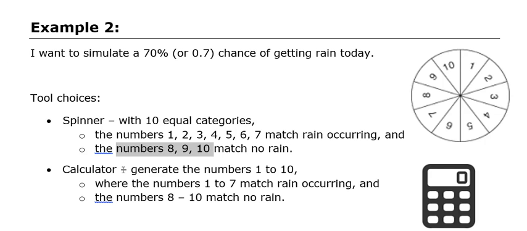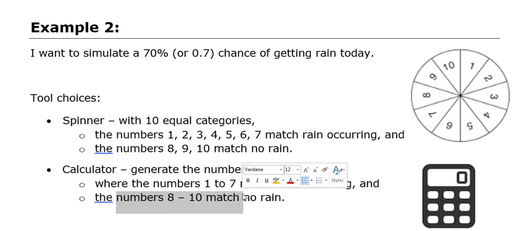Alternatively, I could also use a calculator. So I could generate the numbers 1 to 10. And again, if I get numbers 1 to 7, that means rain has occurred, or I could have the numbers 8 to 10 matching no rain. Now, just in case you're wondering, I could have done this the other way around. I could have chosen any numbers to represent it. So I could have chosen numbers 1, 2 and 3 to mean no rain, and numbers 4 through 10 to mean it's going to rain. Or I could have just picked numbers 1, 2, 5, 7, 8, 3, 6. As long as I'm choosing 7 different numbers, I could choose any particular mix of numbers that I wanted.